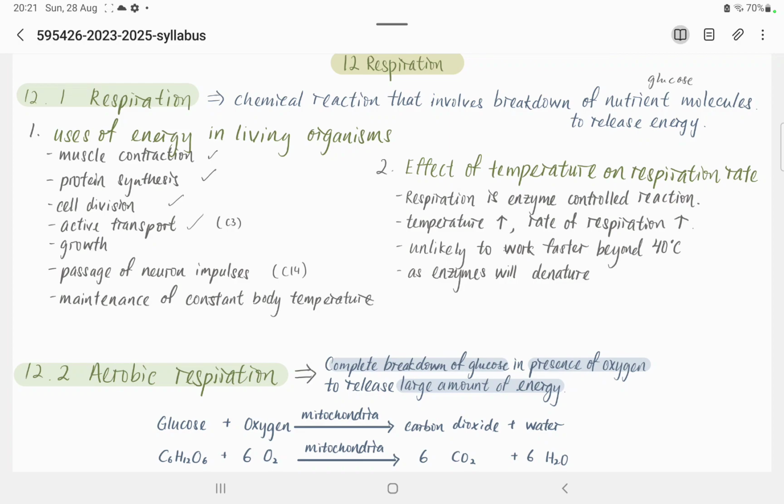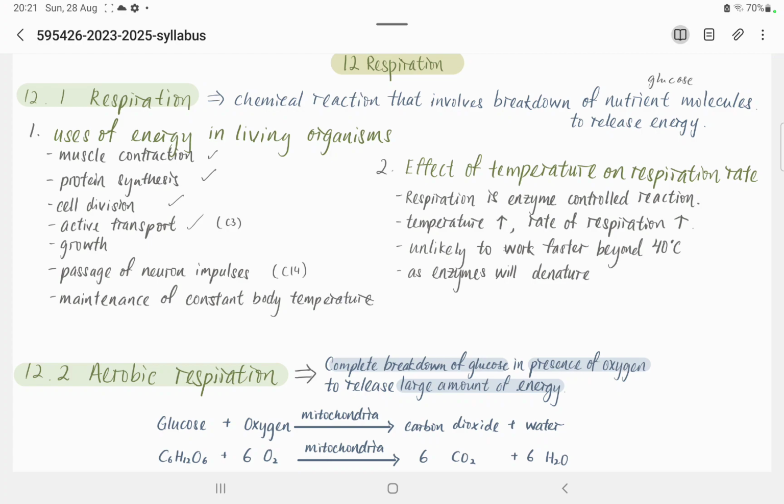So you need to know how to define. Respiration is actually the chemical reaction that involves the breakdown of nutrient molecules to release energy. So first point, chemical reaction. Second point, breakdown of nutrient molecules, which is glucose. So you can straight away write breakdown of glucose also. And then to release energy is your third point.